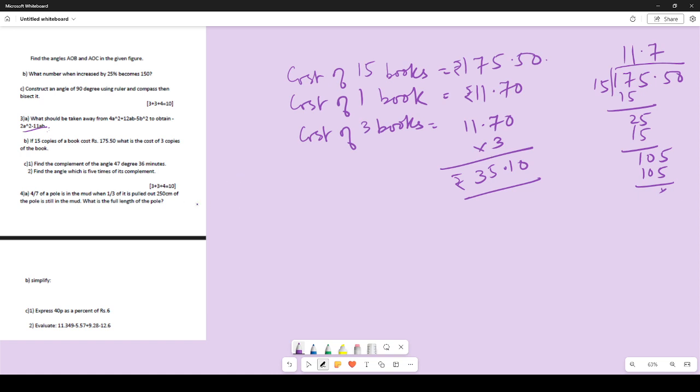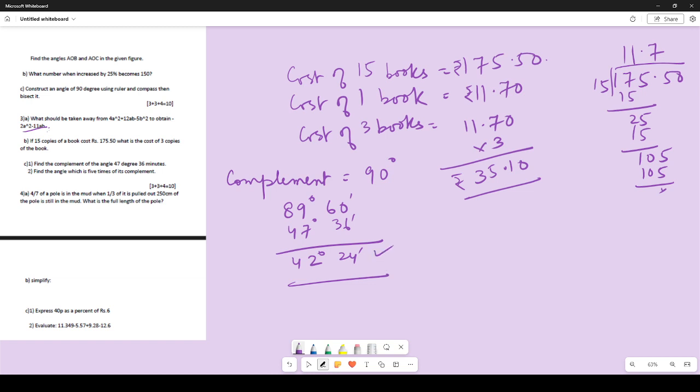Now let us take up question number C. Find the complement of the angle 47 degrees 36 minutes. Now see, complement means what? Complement means 90 degrees, right? So how do we split that? We split that as 89 degrees and 60 minutes. Now let us just simply subtract 47 degrees and 36 minutes from it. And what do we get over here? 42 degrees, 24 minutes. This should have been your answer.